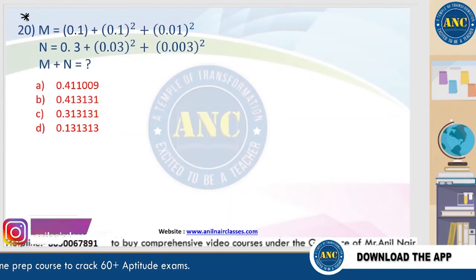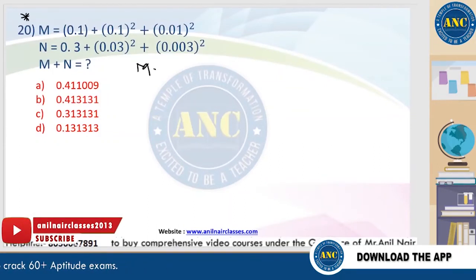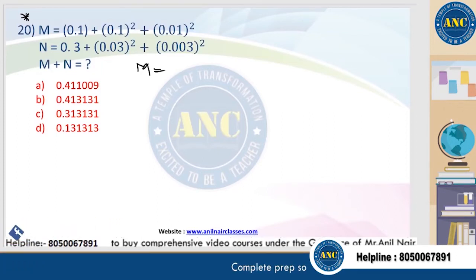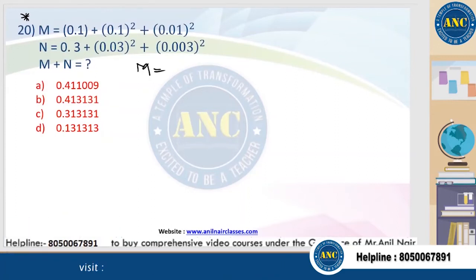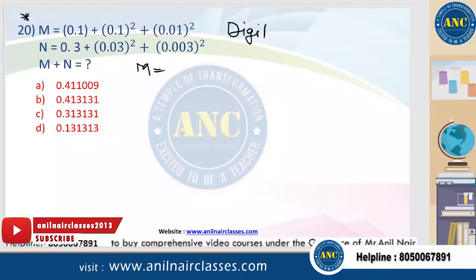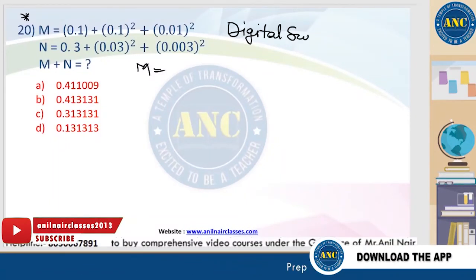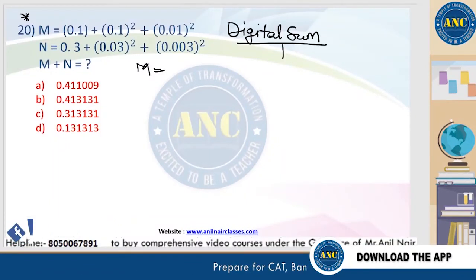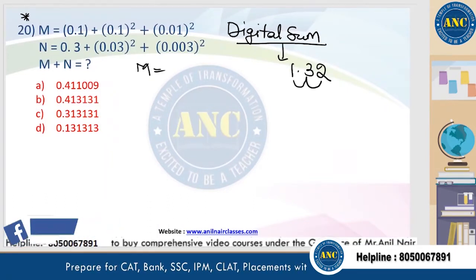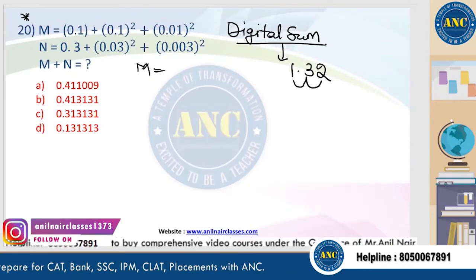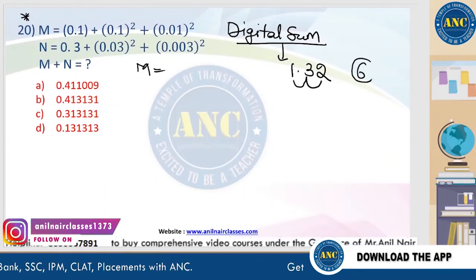Then I will discuss different models at a time. M is equivalent to 0.1 plus 0.1 square plus 0.01 square. N is 0.3 plus 0.03 square plus 0.003 square. Anil Nair's way of solving the question: apply digital sum. If I apply digital sum for 1.32, sum the digits till you get a single digit number: 1 plus 3 is 4, 4 plus 2 is 6.